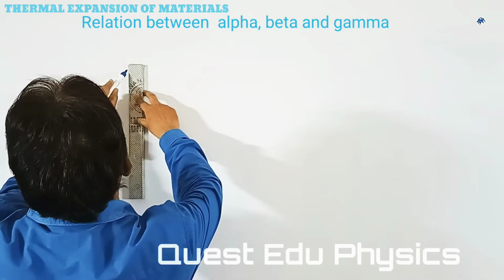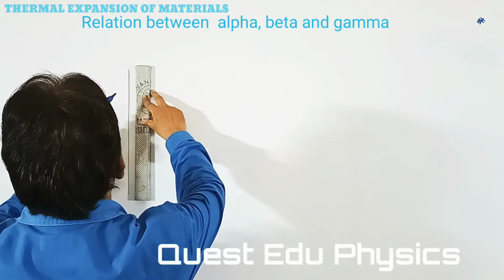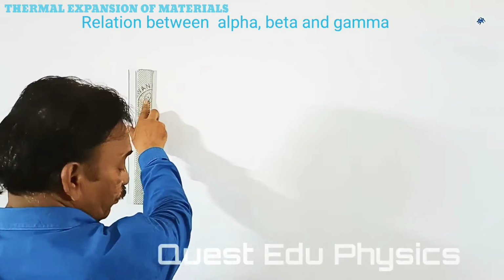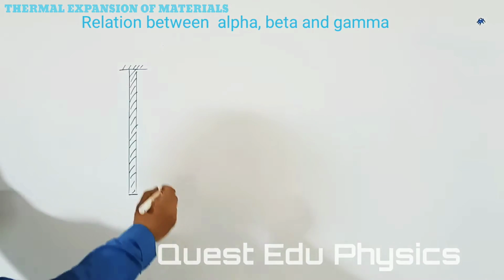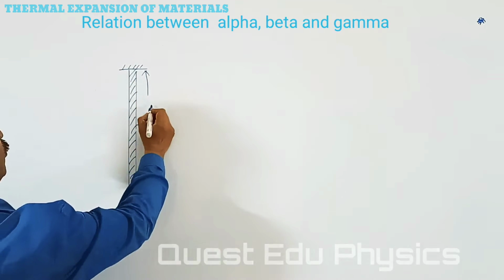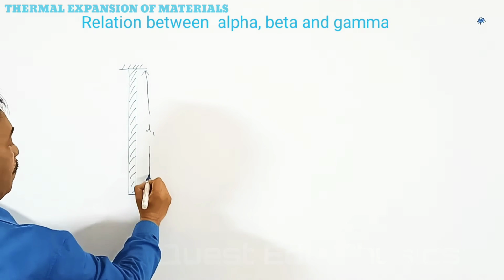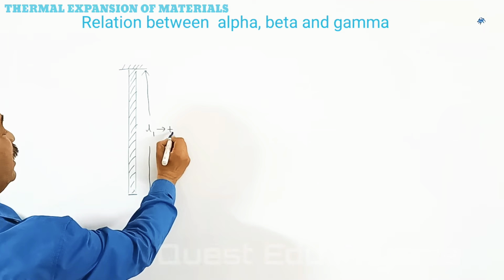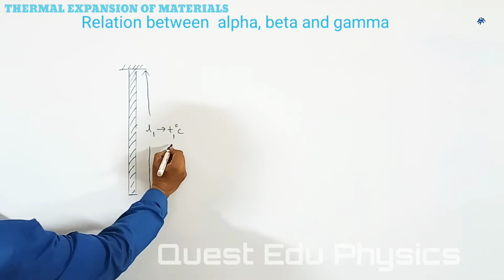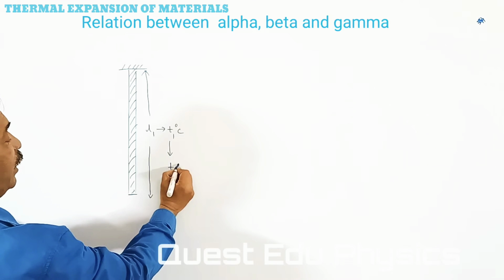It is a metal rod we took. And this metal rod is fixed at a rigid support, students. Initially, say the length of the metal rod is equal to L1 at a temperature of T1 degree centigrade. We raise the temperature from T1 to T2 degree centigrade.